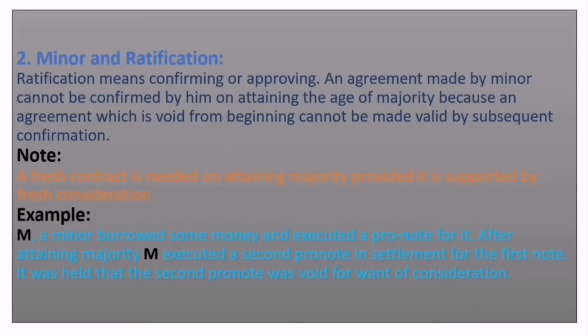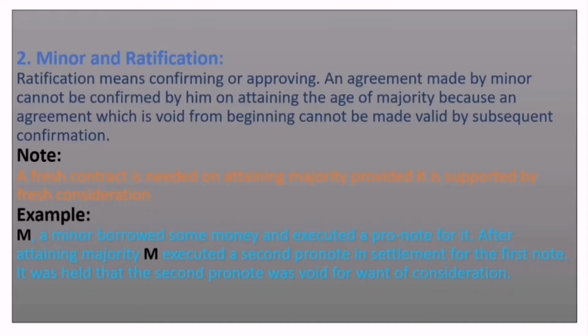The next agreement, that is minor and ratification. Here ratification means confirming or approving the past act. An agreement made by minor cannot be confirmed by him on attaining the age of majority, because an agreement which is void from beginning cannot be made valid by subsequent confirmation. So minor cannot ratify his past acts which he has made during the minority. Make it clear? So a fresh contract is required on attaining majority, provided it is supported by fresh consideration.